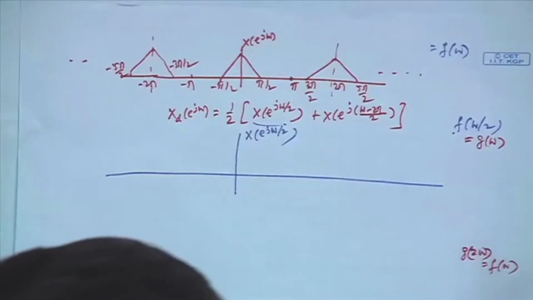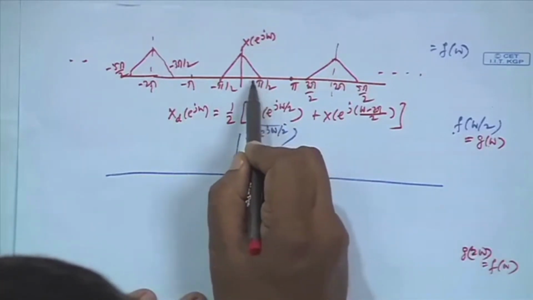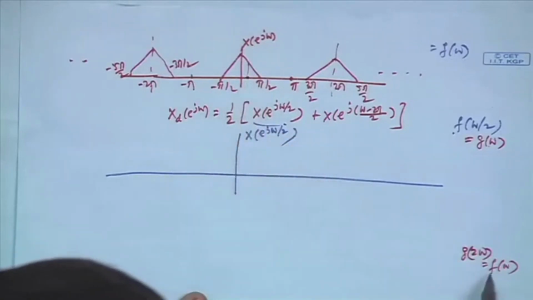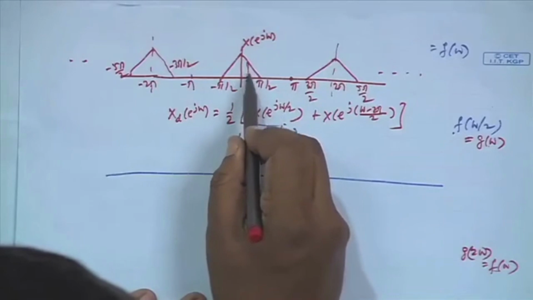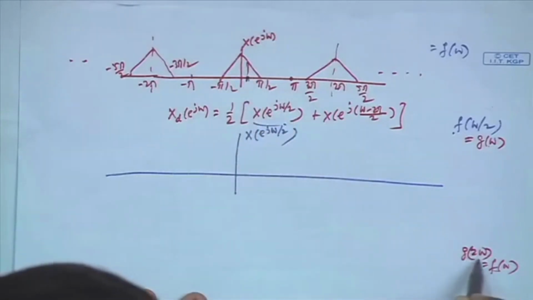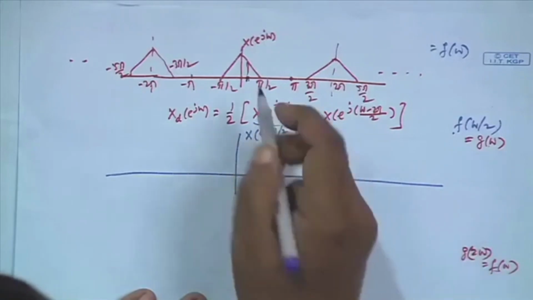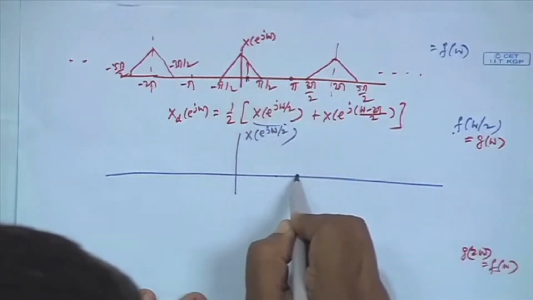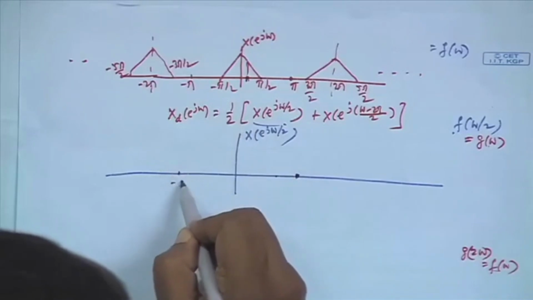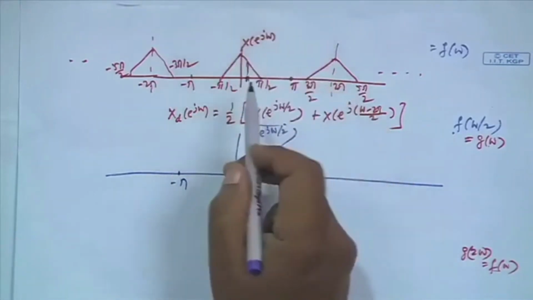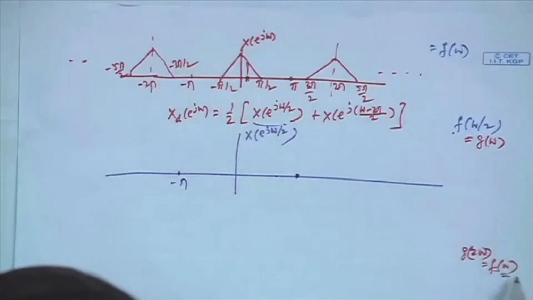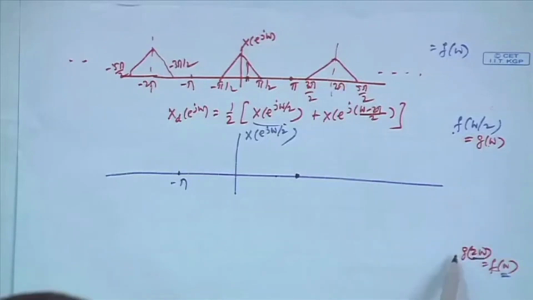Whatever happens at any omega, say f omega, suppose this is the omega and this much is the f omega, this value will go to twice omega in this new plot, which means pi by 2 will go to pi, and minus pi by 2 will go to minus pi, because whatever value I have in the original plot at any omega, for g the same thing will happen at twice omega, because g of 2 omega is f omega. So, at any omega, whatever value we have for f omega, for g the same thing will come at twice that omega.